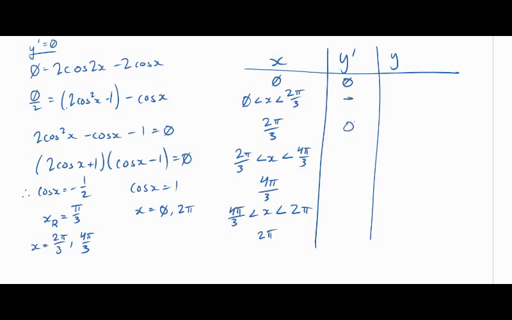2 pi by 3, again, was one of the critical values, so that's 0. And then in the next one, I pick pi. 2 pi by 3, 3 pi by 3, 4 pi by 3. 3 pi by 3 is pi, so I pick pi. 4 pi by 3 is 0. Then 4 pi by 3 to 2 pi. 2 pi is a little bit more than 6, so I think I would pick 6 in here. And that works out to negative, and then the last one is 0.